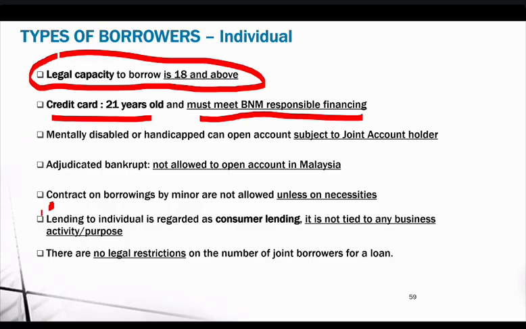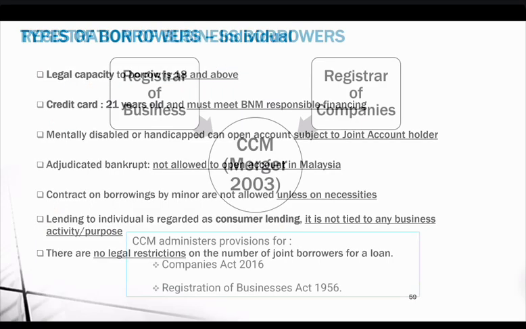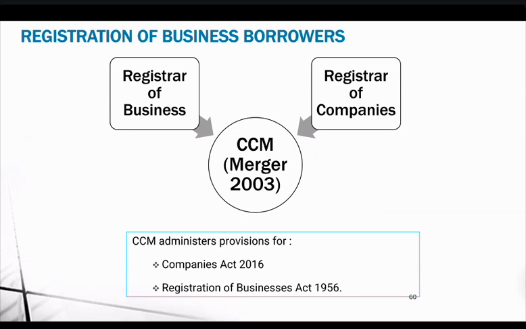People always ask me, hey, how come we lend to consumers and we lend to sole proprietors? It seems the same, right? I said, no. The key difference is that with a sole prop, you're lending to someone that has a business license, and they have to register at ROB. So sole proprietors and partnerships will have to register here.